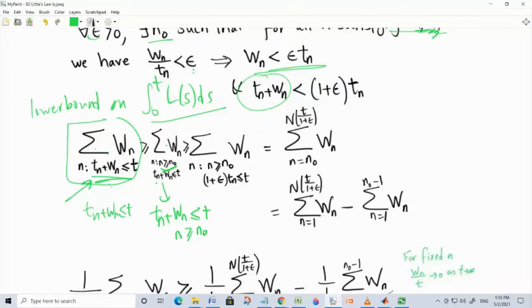Basically, now what we are doing is that we say, okay, let's constrain, rather than starting from n equals 1, let's just start from n greater than or equal to n0. So we are basically eliminating terms from this summation. So we are lower bounding. And then what we have is that tn plus wn is less than or equal to t, okay? But we know that n is greater than or equal to n0.